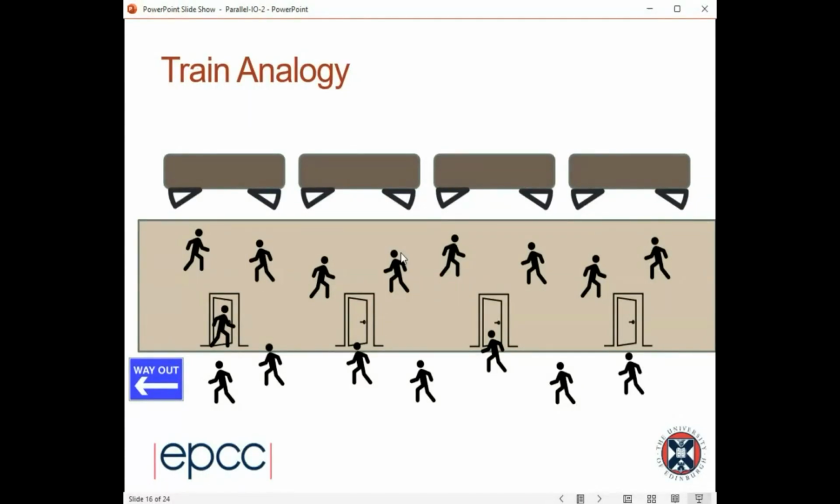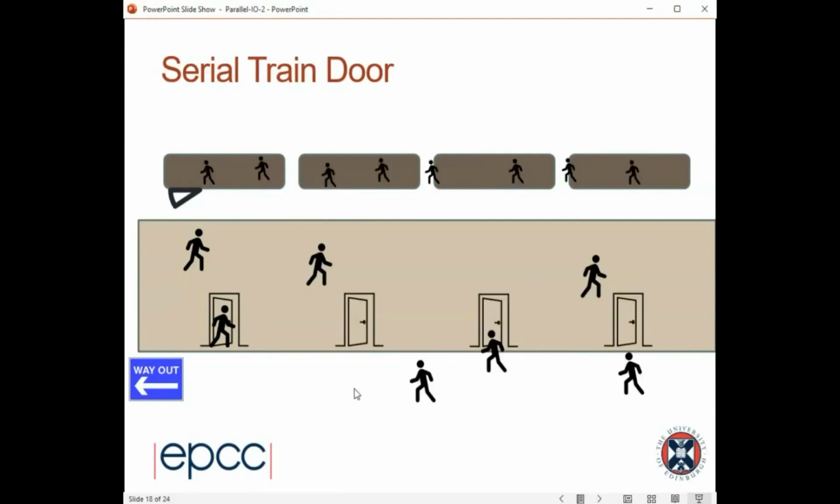So I find that a useful analogy. It's not clear if the bottleneck is going to be the network, the speed at which people leave the carriages, or the speed at which people leave the platform. And we'll investigate all those situations with different I/O setups.